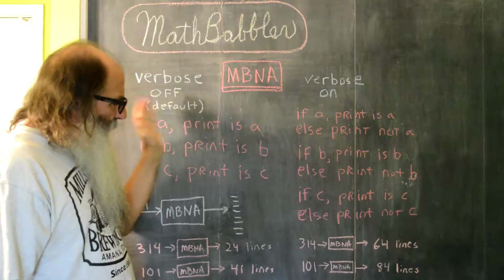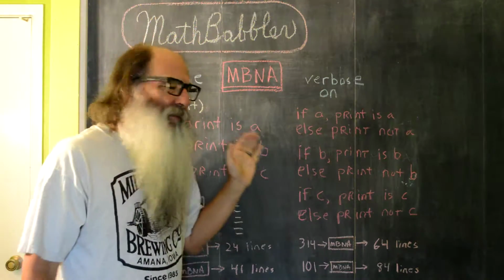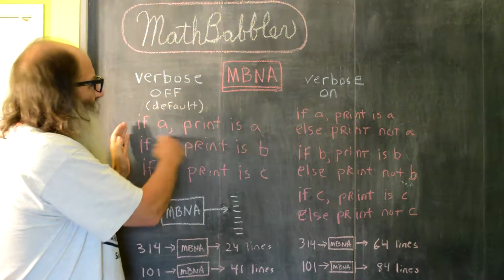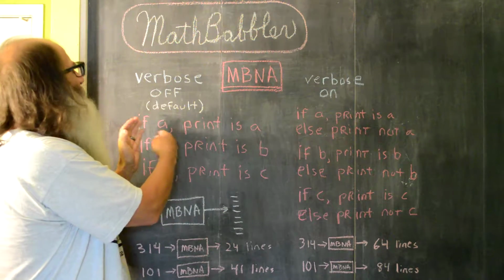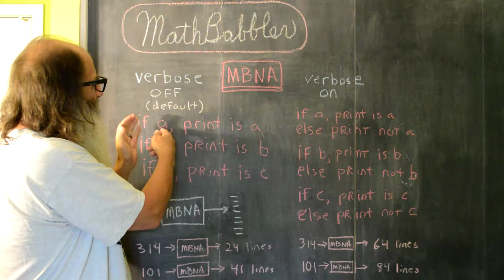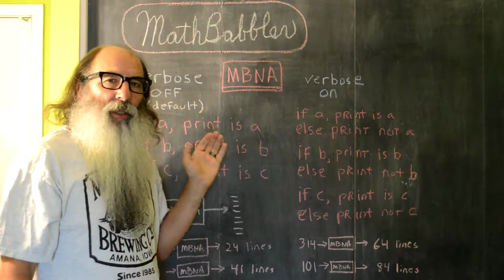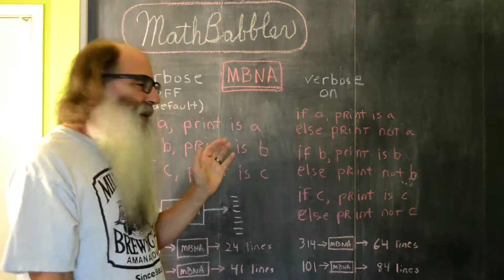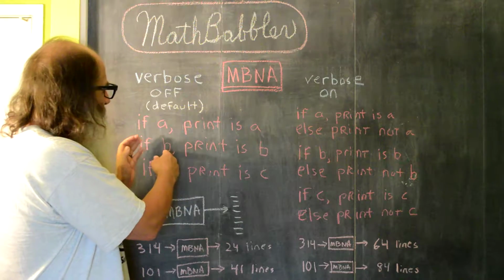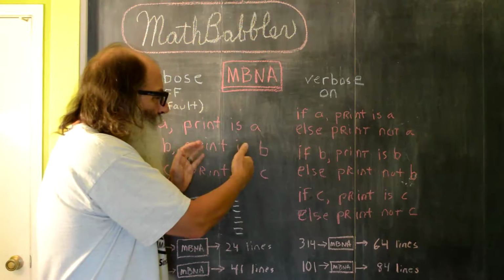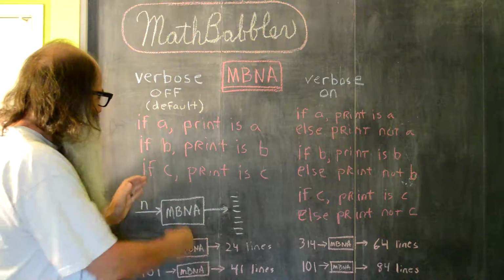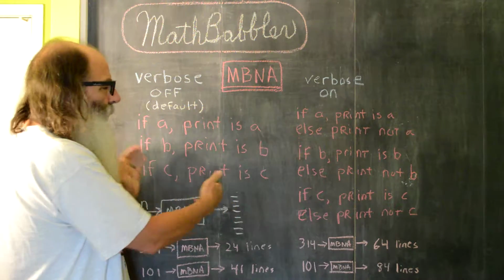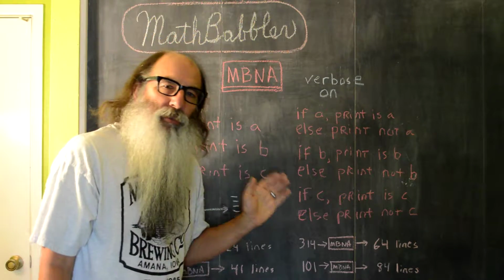When verbose mode is off, which is the default behavior, when it's checking a number to see if it's a certain type of number, let's just say a lucky number, if it's a lucky number, we print lucky number. Otherwise, we don't print anything. If it's a Fibonacci number, we print that is Fibonacci. Otherwise, we don't print anything. If it's a super prime, we print that it's super prime. Otherwise, we don't print anything.